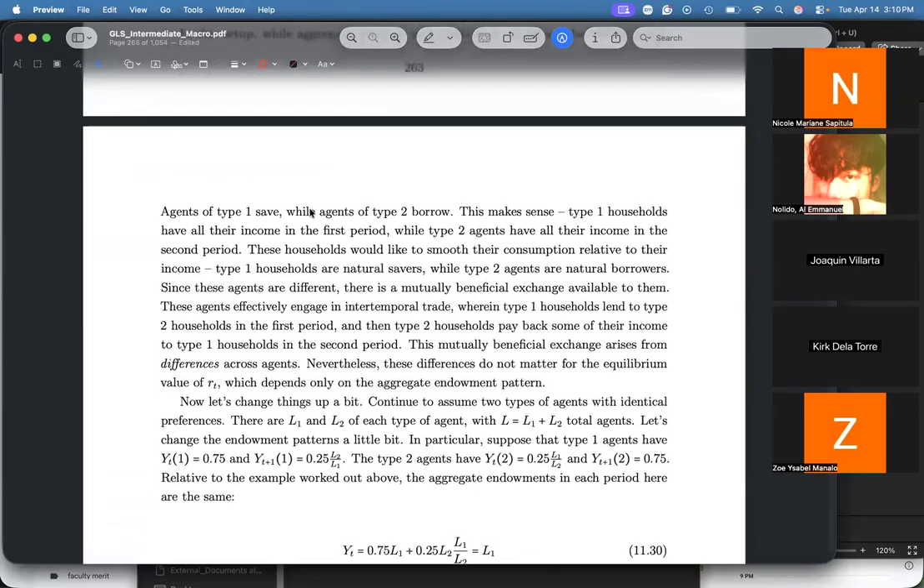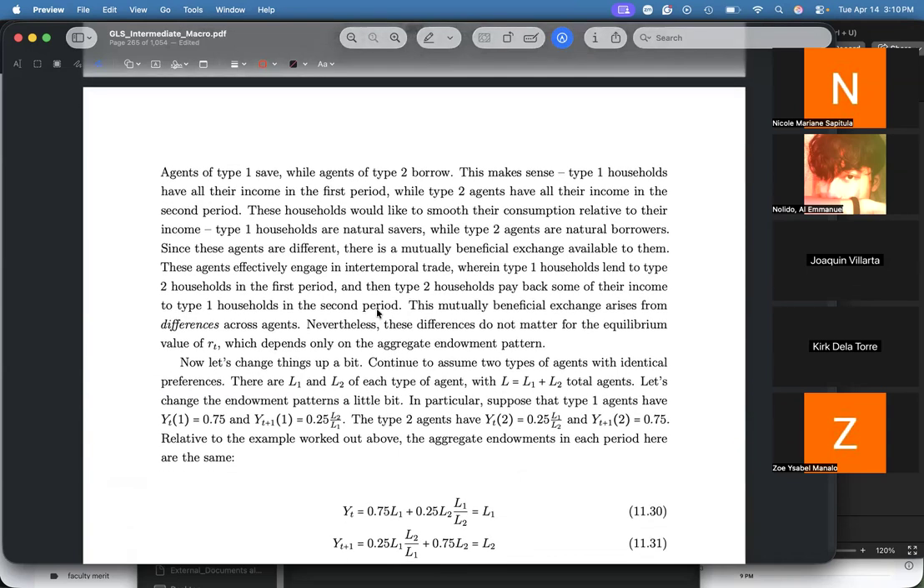So these households would like to smooth their consumption relative to their income. Their income is really wild. So today is 0 money, tomorrow you have all the money. But if that's the case, you'd want to make sure you have a smooth consumption relative to your income. Type 1 are natural savers and type 2 are natural borrowers. There's a beneficial exchange because they're different. They have different endowments.